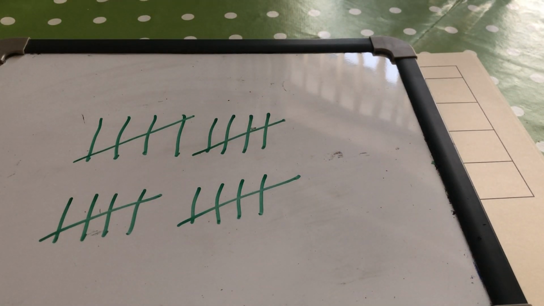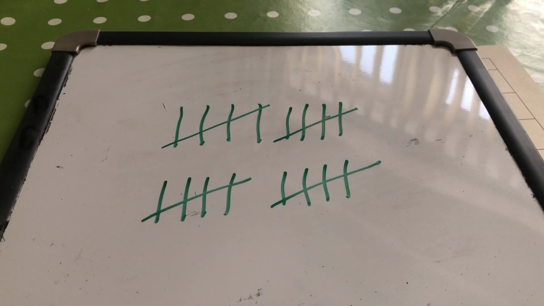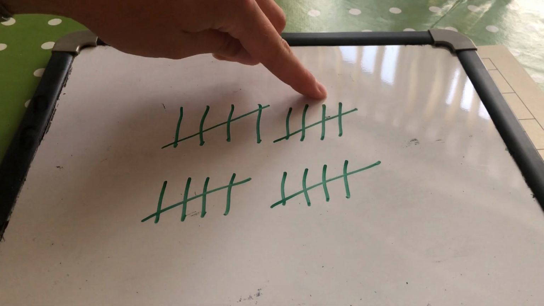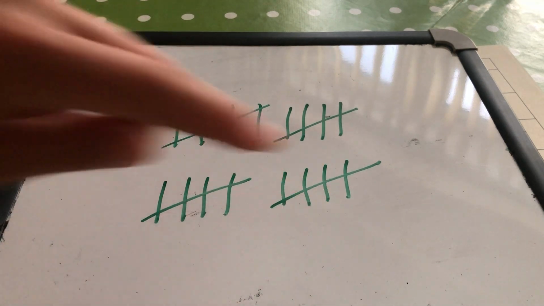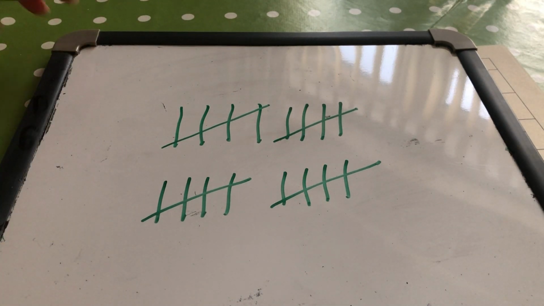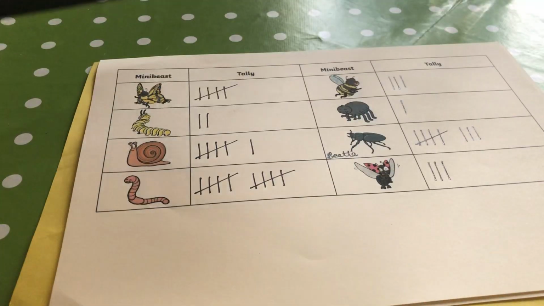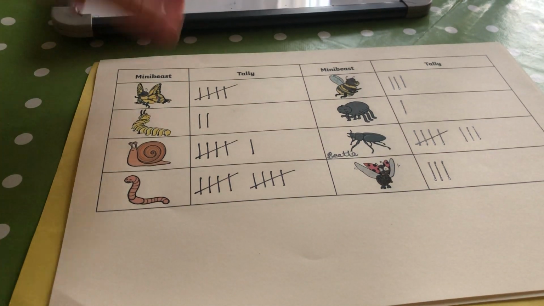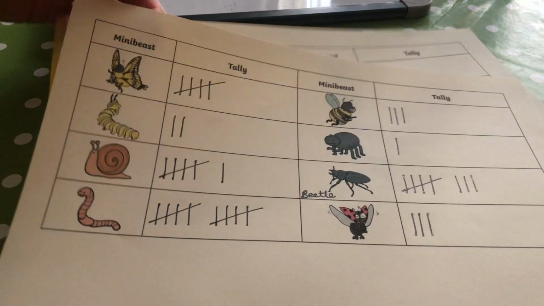Let's draw a few more. Can you work out what number I have created now? Should we try and count together? 5, 10, 15, 20.